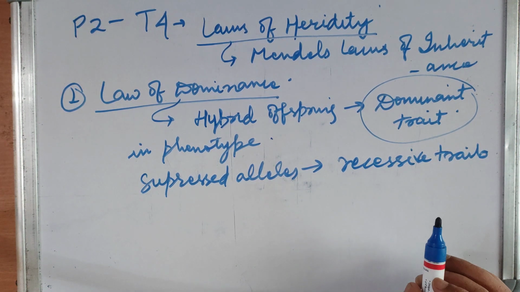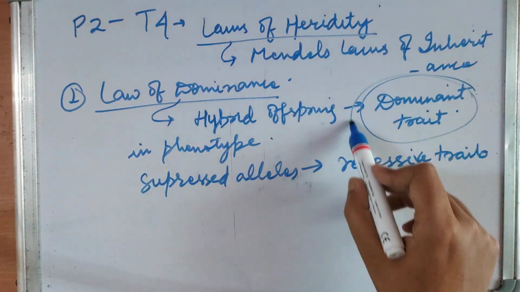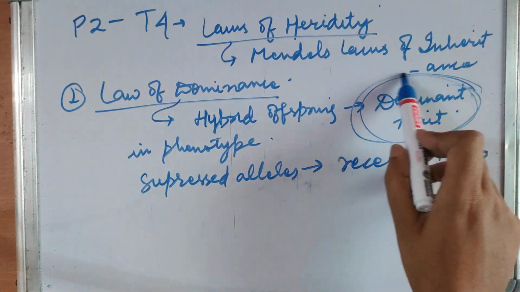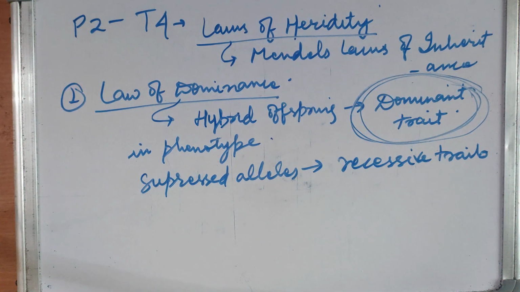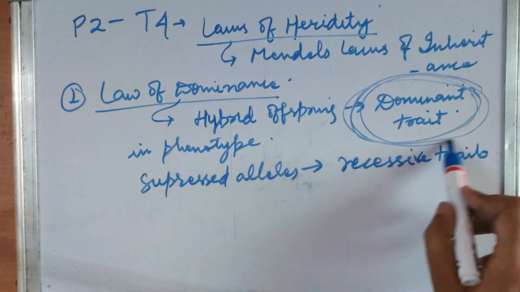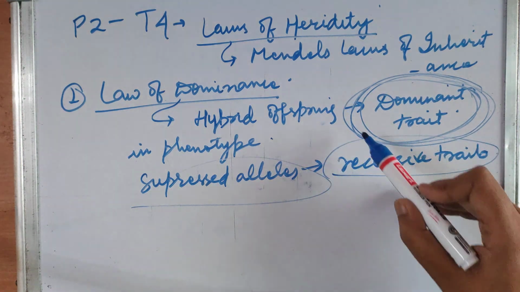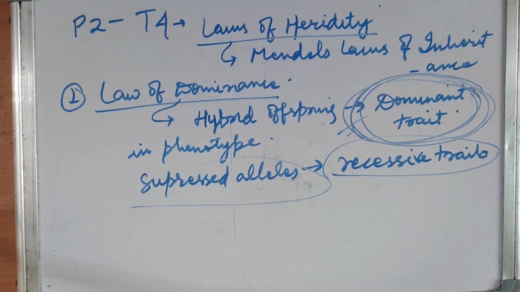While the alleles that determine the trait are known as the dominant trait. When there is a cross, the character which we can see is the dominant trait, and the suppressed characters are known as recessive traits. So this is the law of dominance, that the dominant trait will be seen.